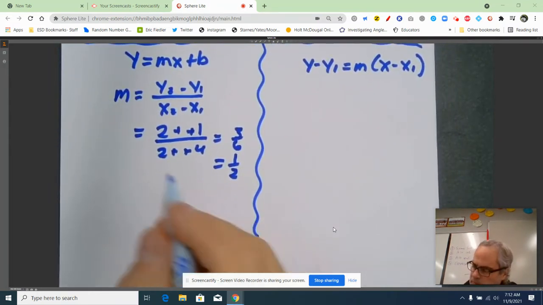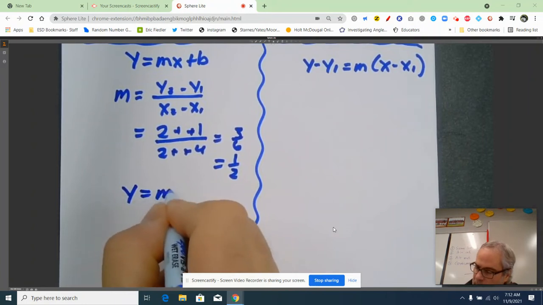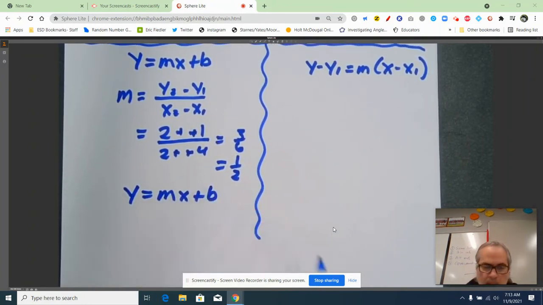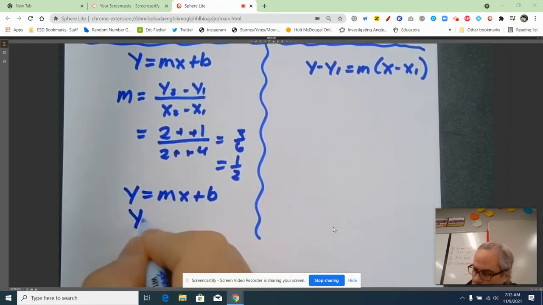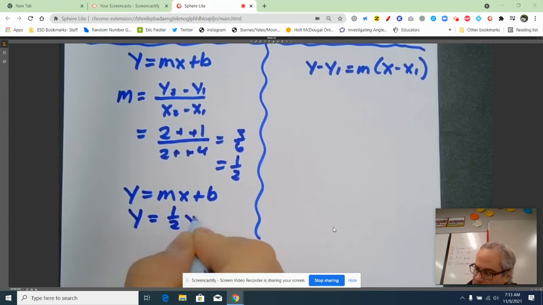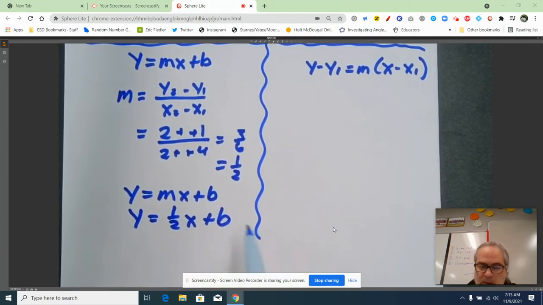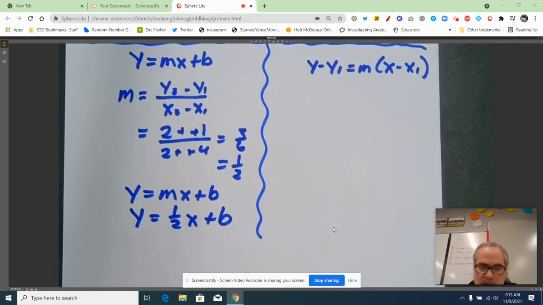Now here's what I do. I take this, y equals mx plus b. I substitute in what I know, y equals 1/2 x plus b. And now my job is to figure out b, because when you write a linear relationship, it's a relationship between x and y. Okay, so how do I figure out what b is?